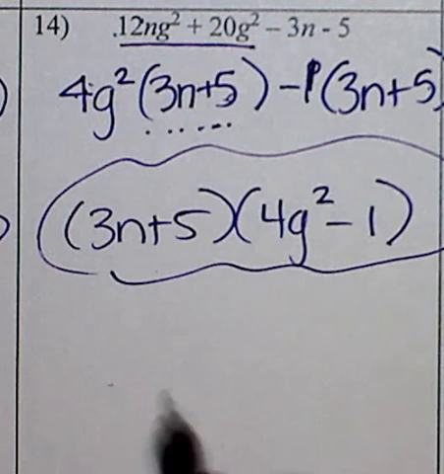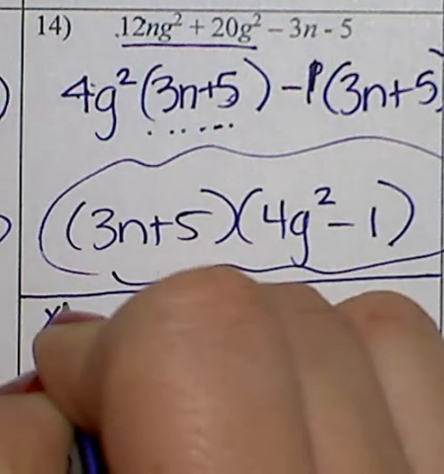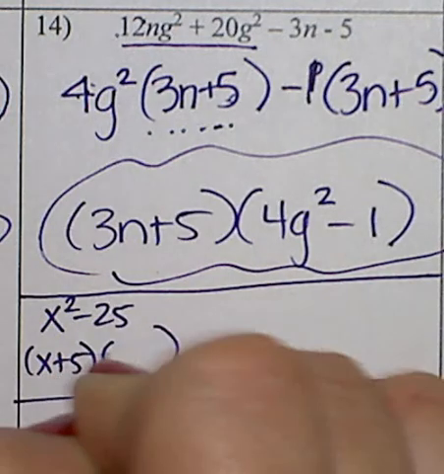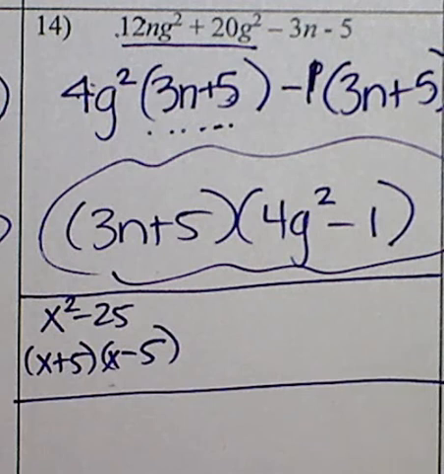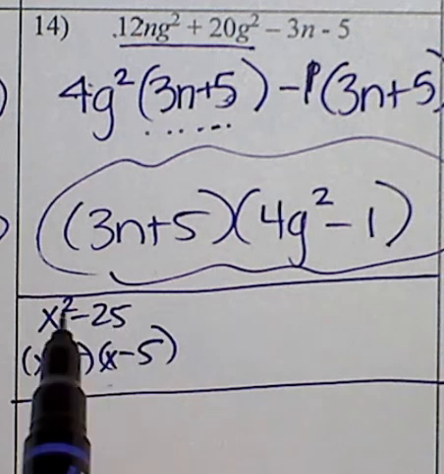I'm going to stop for a second and just do a quick mini lesson here. If I said x squared minus 25, hopefully at this point in your math career, you know that's x plus 5 and x minus 5. How do we do that? We have to have a subtraction. 5 breaks into 5 times 5, x breaks into x times x.